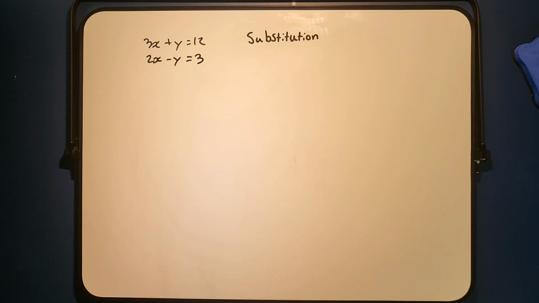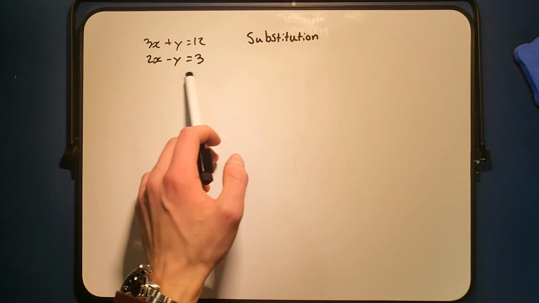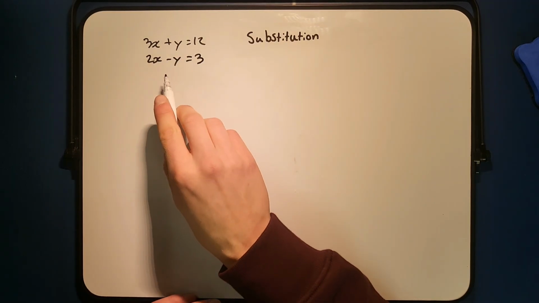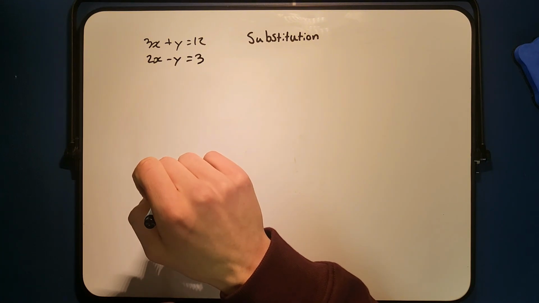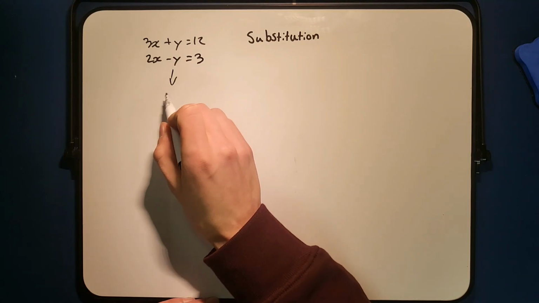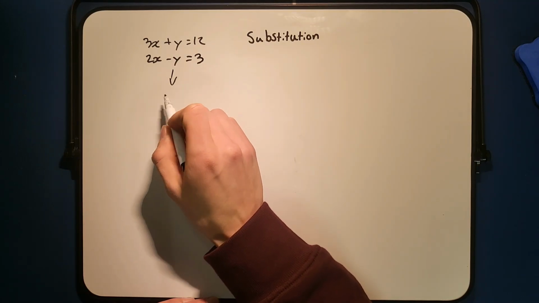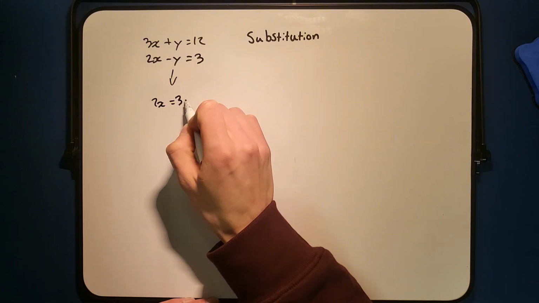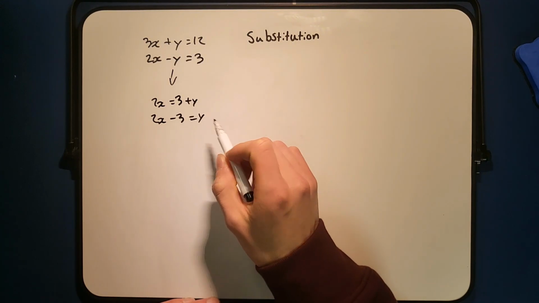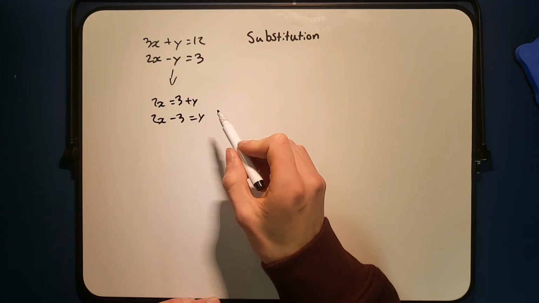Now I'm going to walk through the other method of solving simultaneous equations, which is substitution. That means that you will be subbing in one equation into the other. And I will show you how this works. How this works is you will rearrange one equation for it to equal one variable. For example, in this equation, we can rearrange for y. So we can do 2x is equal to 3 plus y, and we can do 2x minus 3 is equal to y. Now, we have isolated y in one equation.